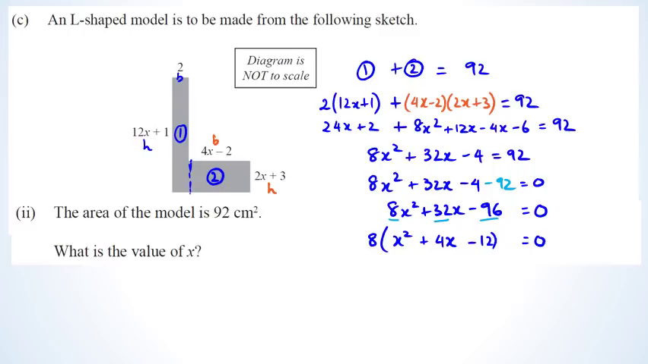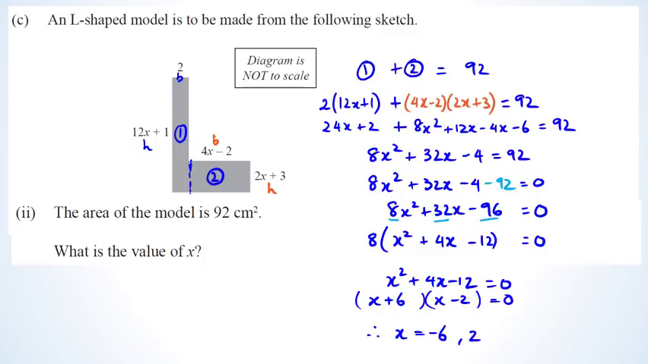So then you can say, well, 8 goes to the other side. 0 divided by 8 is just 0. So you end up with just x squared plus 4x minus 12 equals 0. So factorizing this, you need two numbers that multiply to negative 12 and add up to positive 4. So we have plus 6 and minus 2. So therefore we can say x is equal to minus 6 or positive 2. Now the question is asking what is the value of x. So you need to say x can't be negative.